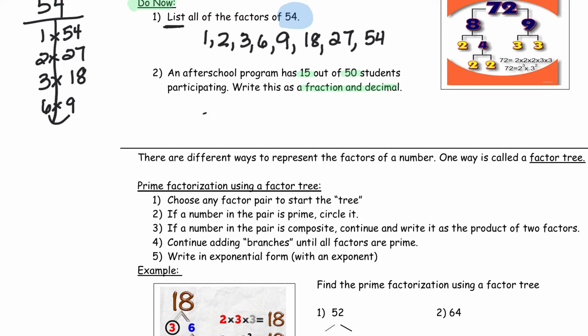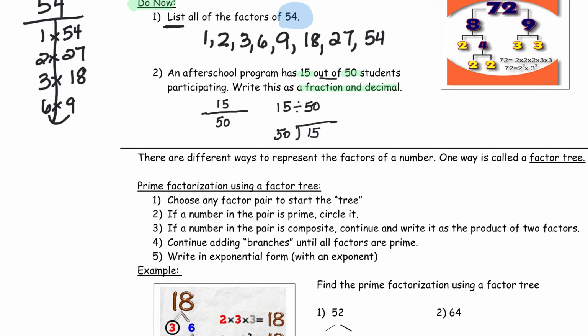So, first thing as a fraction, I know the first thing I'm going to need is a fraction bar. And it's 15 out of 50. That's how we would write it as a fraction. Now we want to write it as a decimal. So what does that mean? When I want to change a fraction to a decimal, it means the top number divided by the bottom, or 15 divided by 50. And if we were going to rewrite that, it would look like this: 15 divided by 50. Now remember, you can always put this in your calculator.